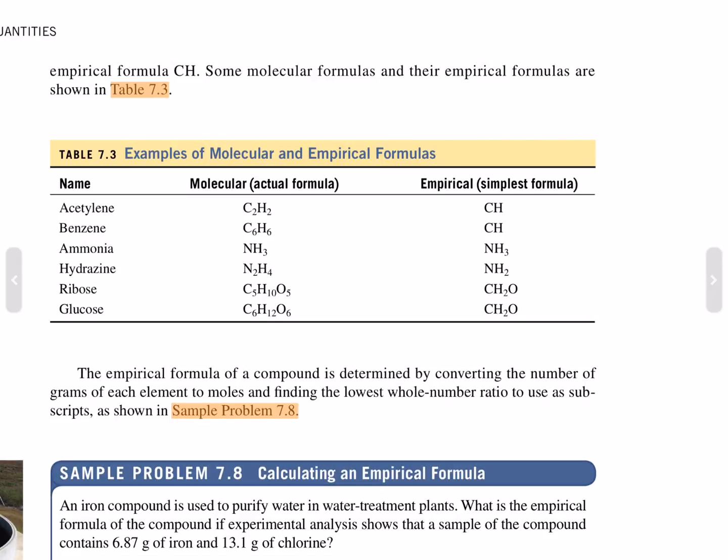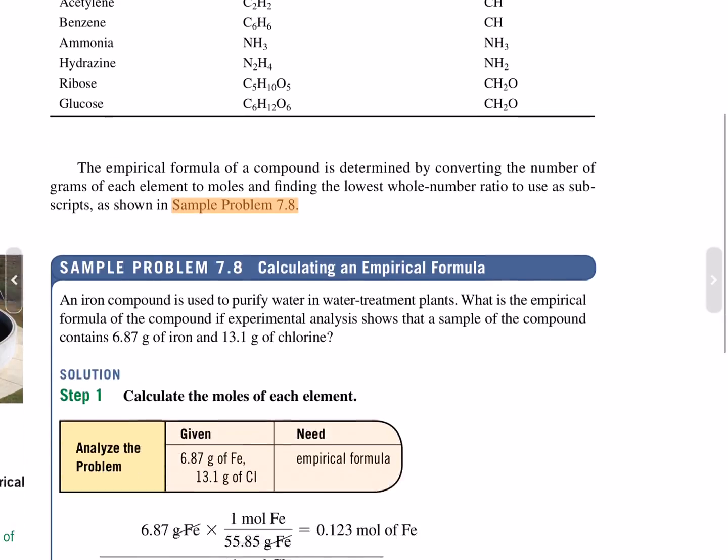Some molecular formulas and their empirical formulas are shown in Table 7.3. Acetylene, C2H2, has an empirical formula of CH, etc. The empirical formula of a compound is determined by converting the number of grams of each element to moles and then finding the lowest whole number ratio to use as a subscript, as shown in sample problem 7.8.